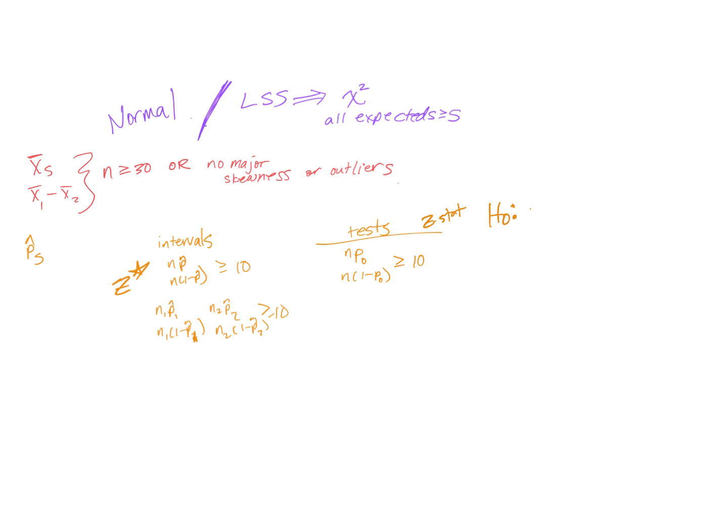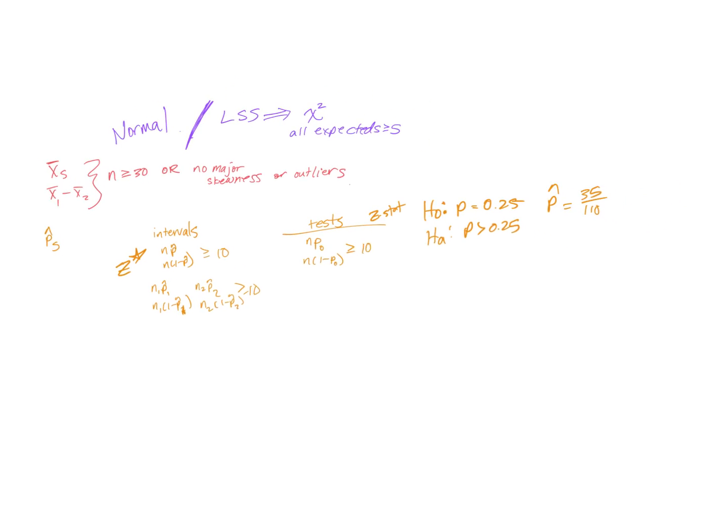Okay. So for instance, let's say my null hypothesis is p equals 0.25 and my alternative is p is greater than 0.25. And I get my p-hat is equal to 35 out of 110, whatever that is. 0.318.